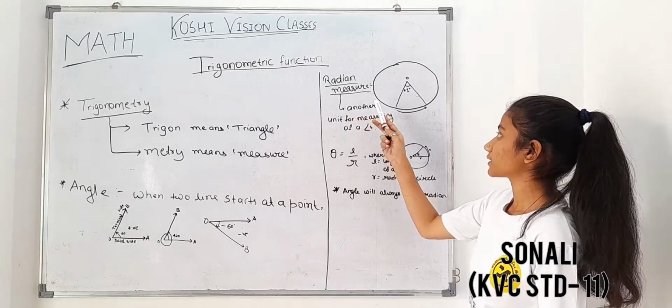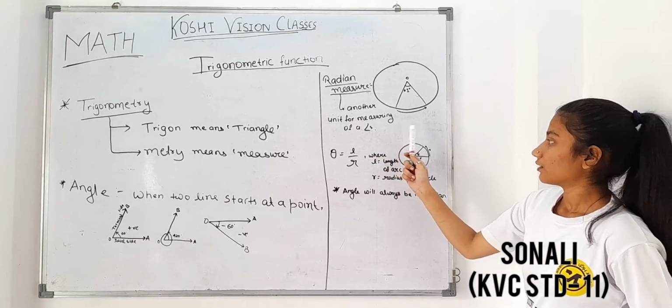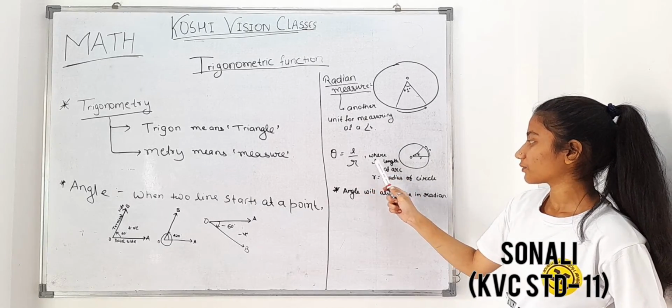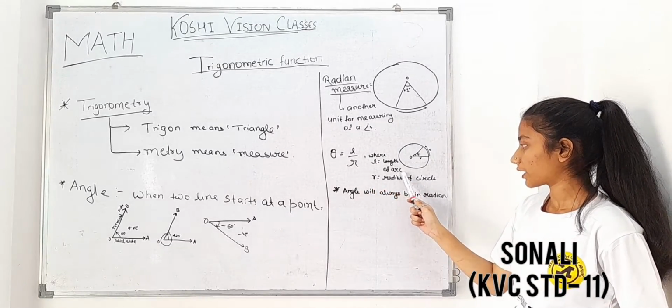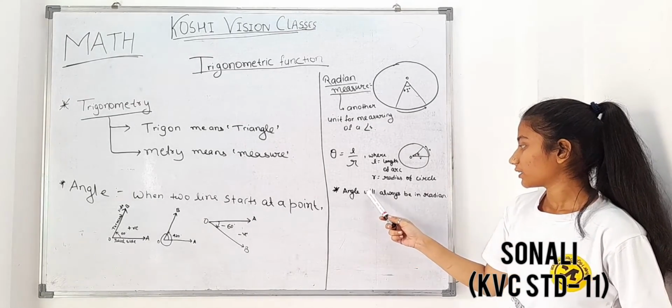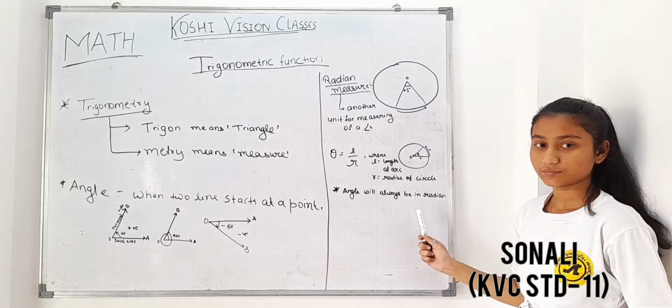Radian measure, another unit for measuring angles. Theta is equal to L by R, where L is the length of the arc and R is the radius of the circle. Angle will always be in radian measure.